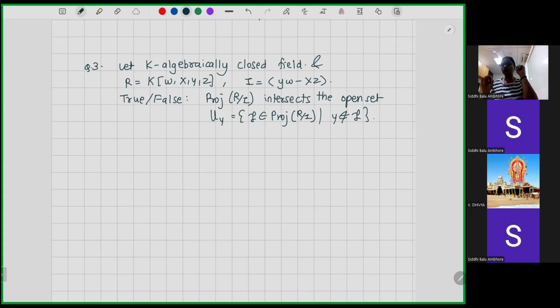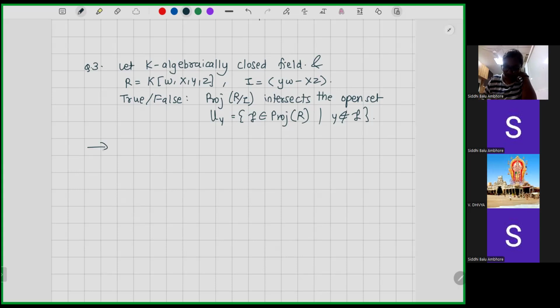We have to check whether this Proj R mod I intersects U or not. So these both are subsets of Spec if we see. Uy is in Proj of R, and this is Proj of R mod I. So these are in a way subsets of Proj of R, as an identification. Is that okay?